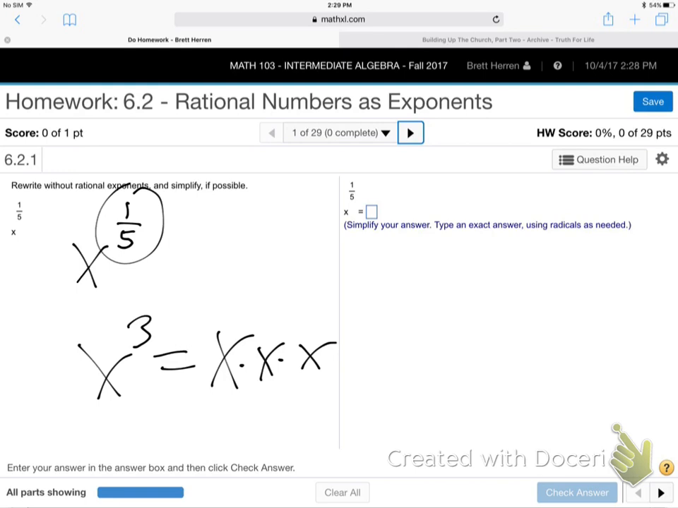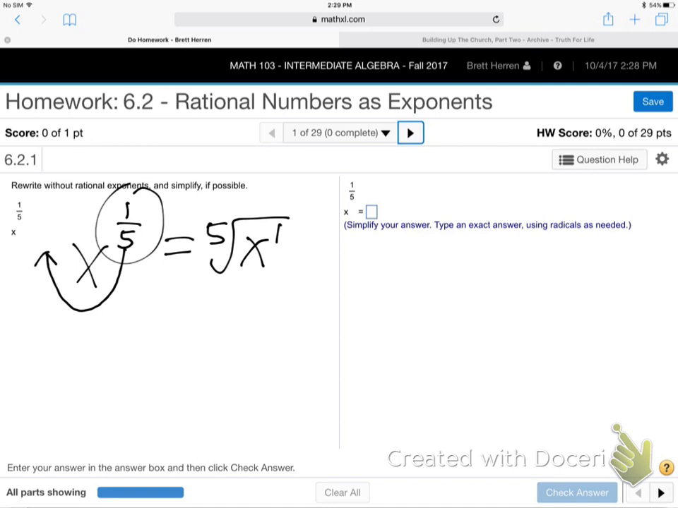Anybody know? There's a special rule. Anybody seen this before? I don't think we did this in 201. Not a decimal. It changes to a root. That bottom swings around, goes in the hook, and the 1 stays where it was. It's the 5th root of x to the 1, which is just x. And that's our answer. That's all they want for now.